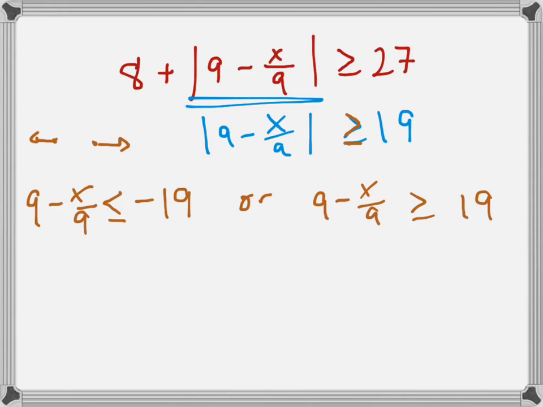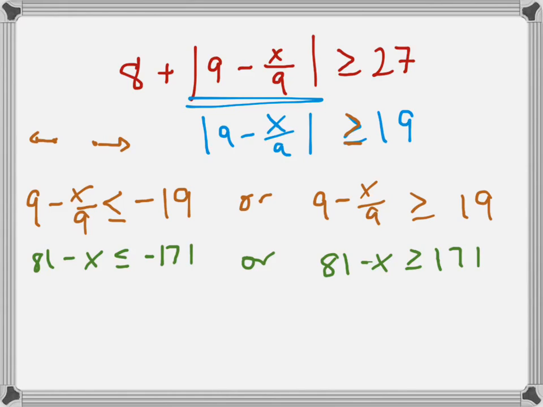Let me use green this time. I like to just get rid of my denominator by clearing the fraction. So multiply everything by 9, and I'm going to get this. What's negative 19 times 9? Negative 20 times 9 is negative 180, so negative 19 times 9 is negative 171. Or, fortunately it's the same thing over here, 81 minus x is greater than or equal to positive 171.